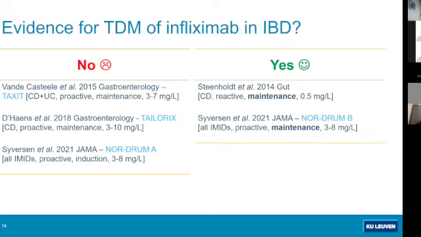This slide really summarizes all the evidence that we have today for TDM of infliximab. And I'm only talking about infliximab because for all the other monoclonal antibodies, there is even less evidence. So what I'm showing you here is actually the best that we have for infliximab. 3 trials showing no benefit for TDM. On the left, Taxit, Tailrix, Northern A. And on the right, we have a Danish trial and the more recent Northern B trial.